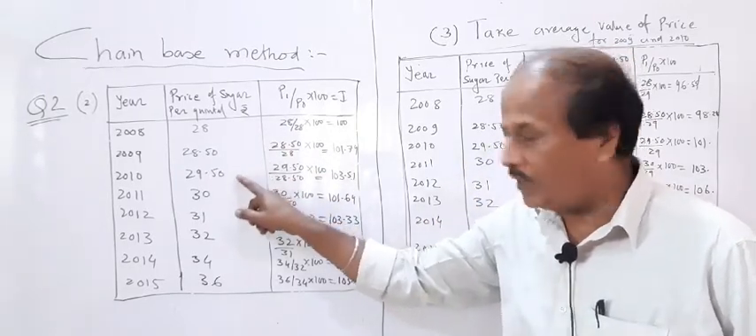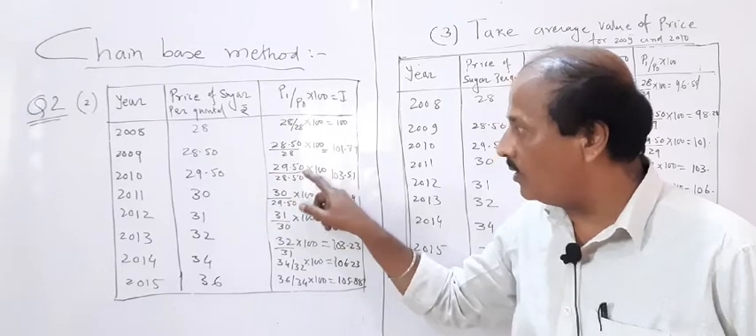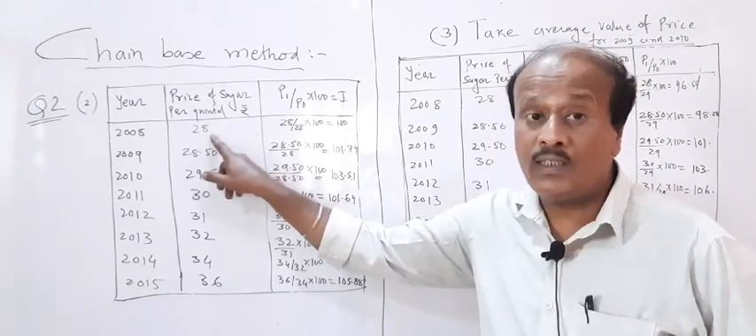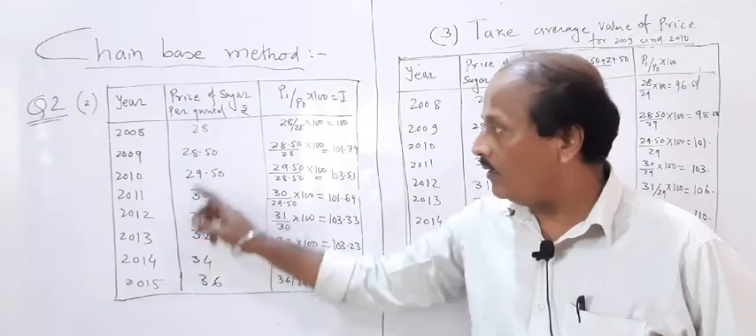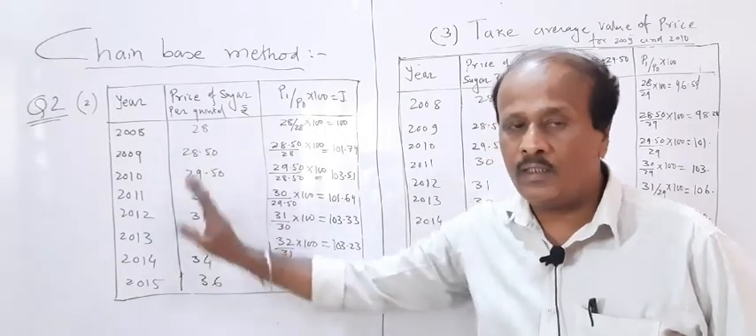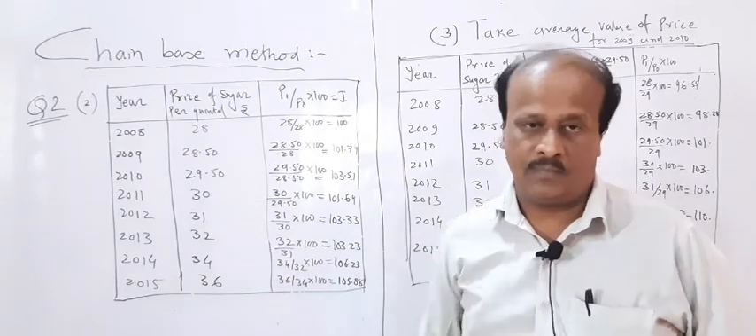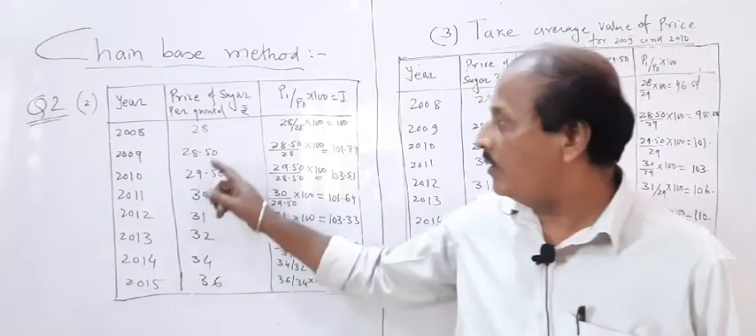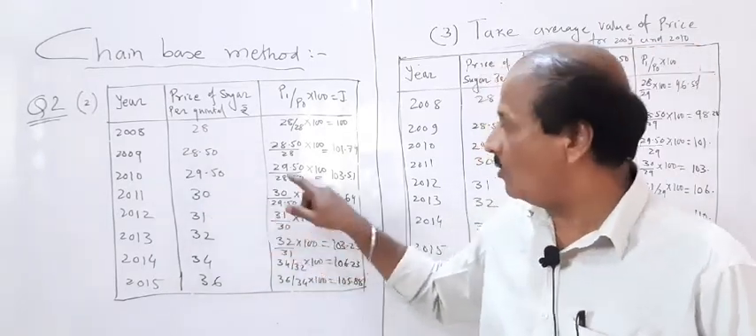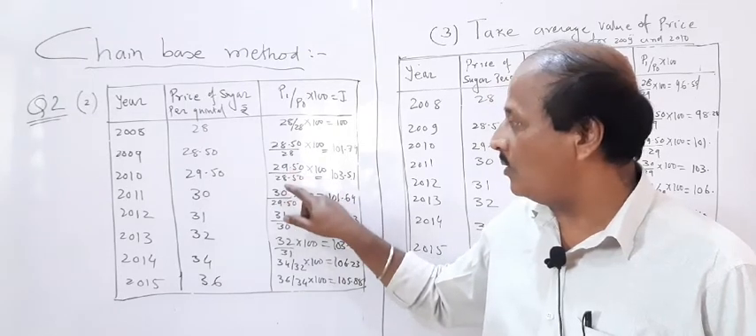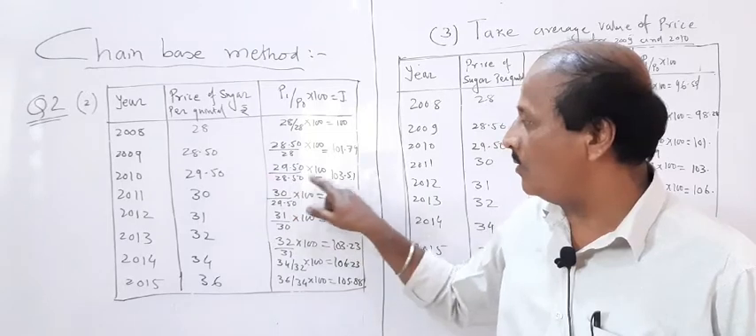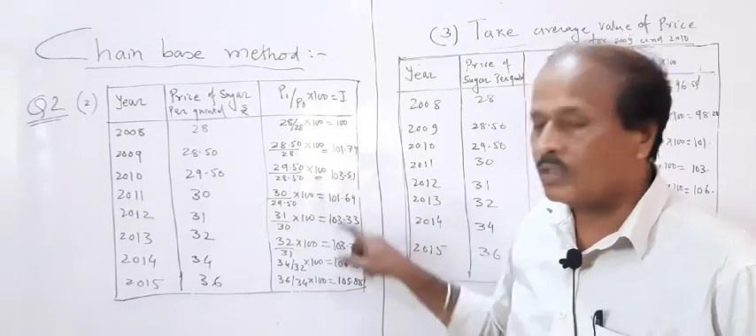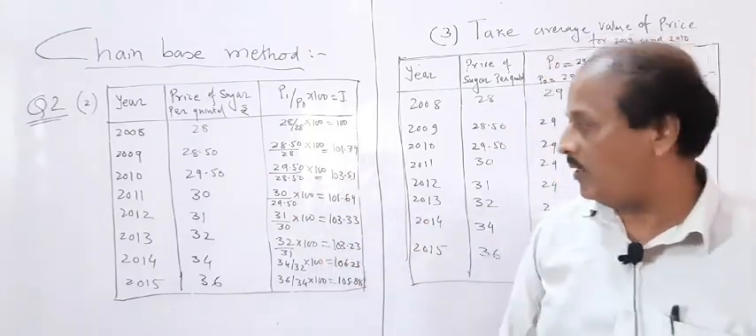Price value of the current year is 29.50, divided by not 28 as we did in our earlier method. Here they are not asking you to take any year's value as a base year. So here successively you divide. So what you will do? 29.50 successively means the previous year's price, so 28.50, multiplied by 100. Do the calculation by your calculator.